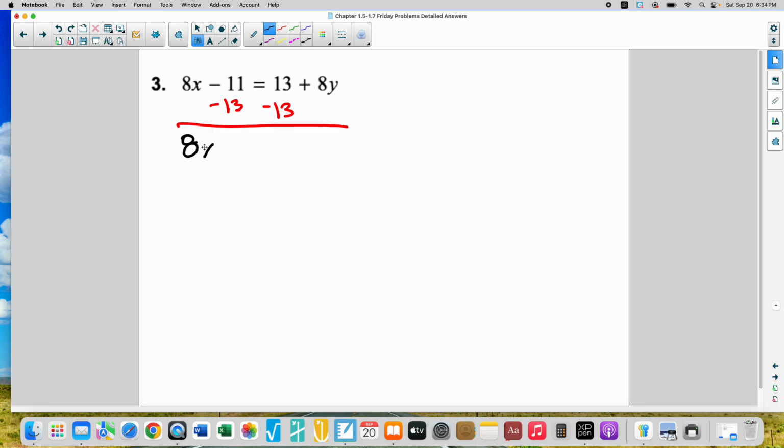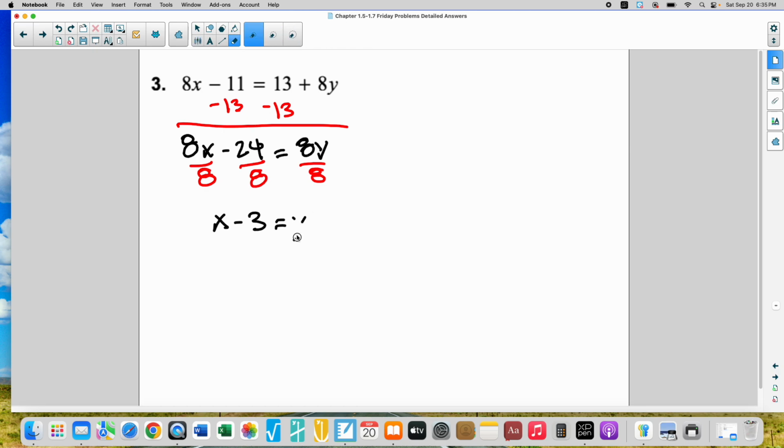So you get 8x minus 24 equals 8y. And now we're going to divide it by 8. And again, this time we're going to do everything by 8. And you get x minus 3 equals y. And that's the best way to write it.